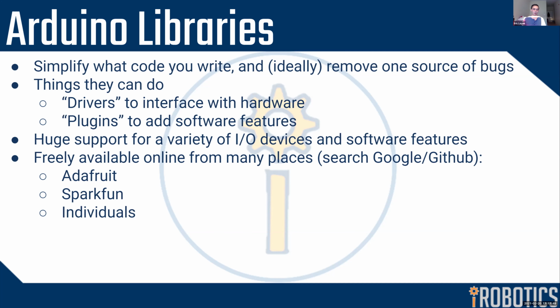So Google and GitHub are great. And then generally where I'd get libraries from is Adafruit and SparkFun, or well-known individuals, I'd say, or repositories on GitHub that have a lot of people active on them, because those probably have fewer bugs, if any.